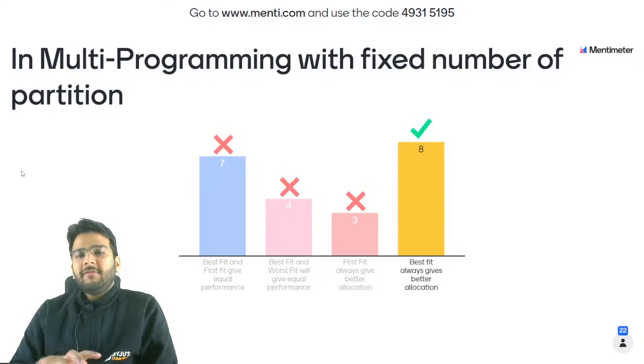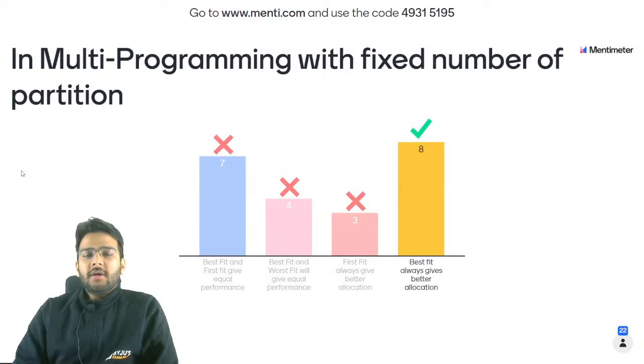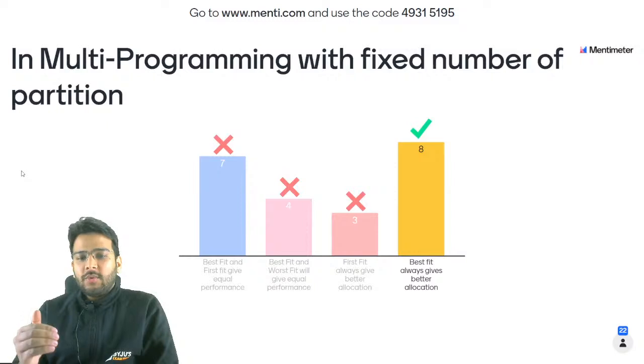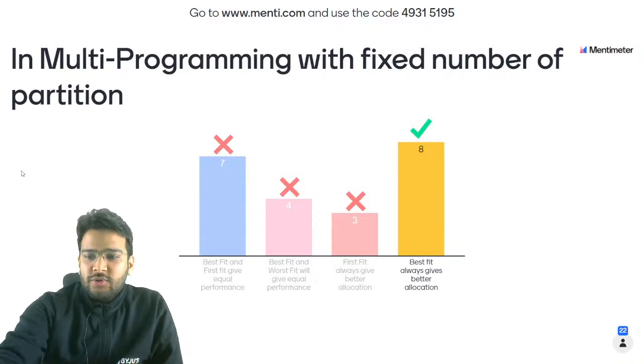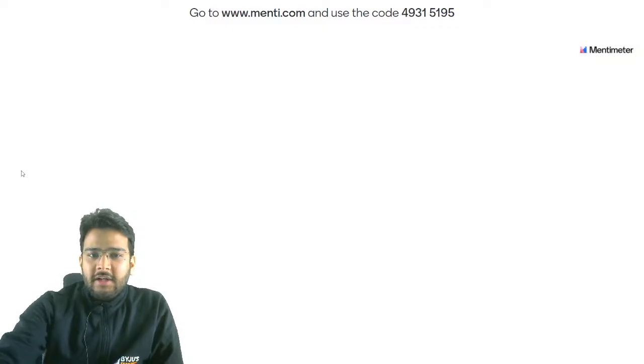Now, if we have any process of, let's say, 400 KB, we are going to allocate it to the 500 KB partition, or if we have a process size of 100 KB, we are going to allocate it to 200 KB in case we are using best fit. So best fit will always give better allocation in case of fixed number of partitions. So that is why option D is the correct answer. Let's see the leaderboard now.